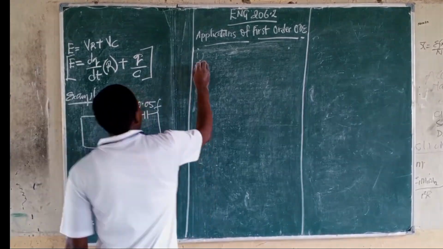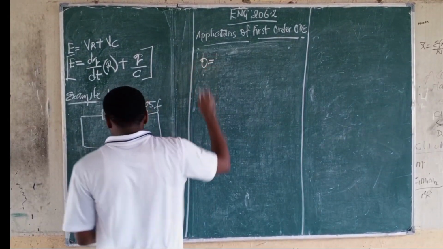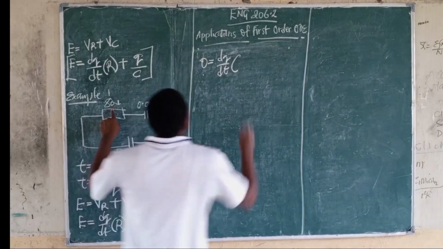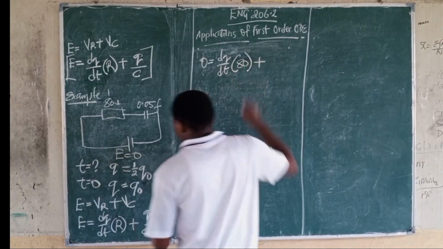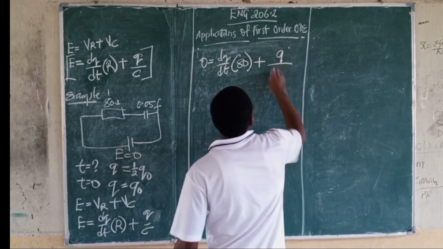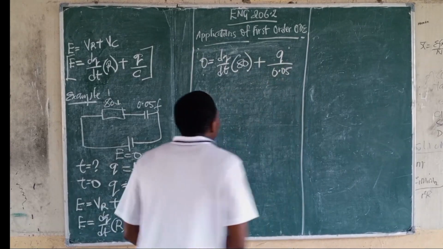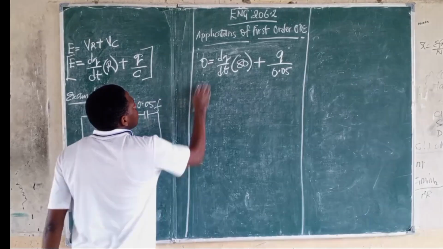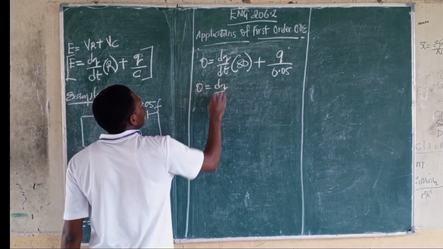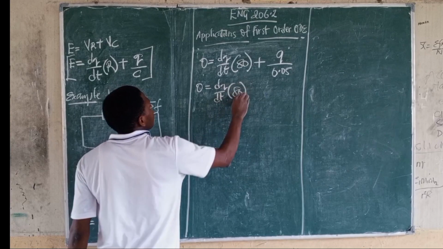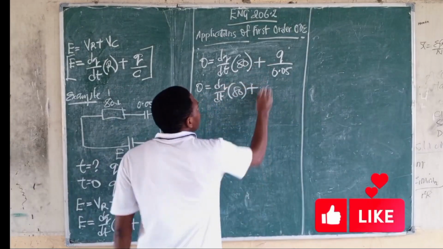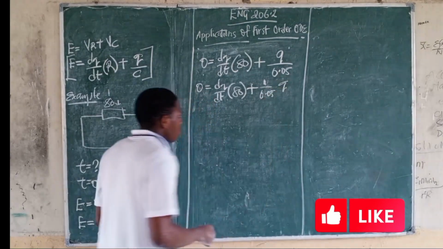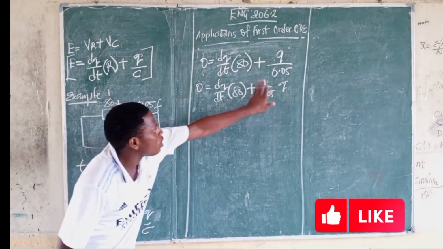So substituting what we have there, we simply have 0 is equal to dQ over dt bracket, what is our resistor? 80, plus Q over 0.05. Now we can rewrite this equation by saying 0 is equal to dQ over dt bracket 80 plus, what is our Q? This is 1 over 0.05 Q. Now punch what you have here in your calculator.